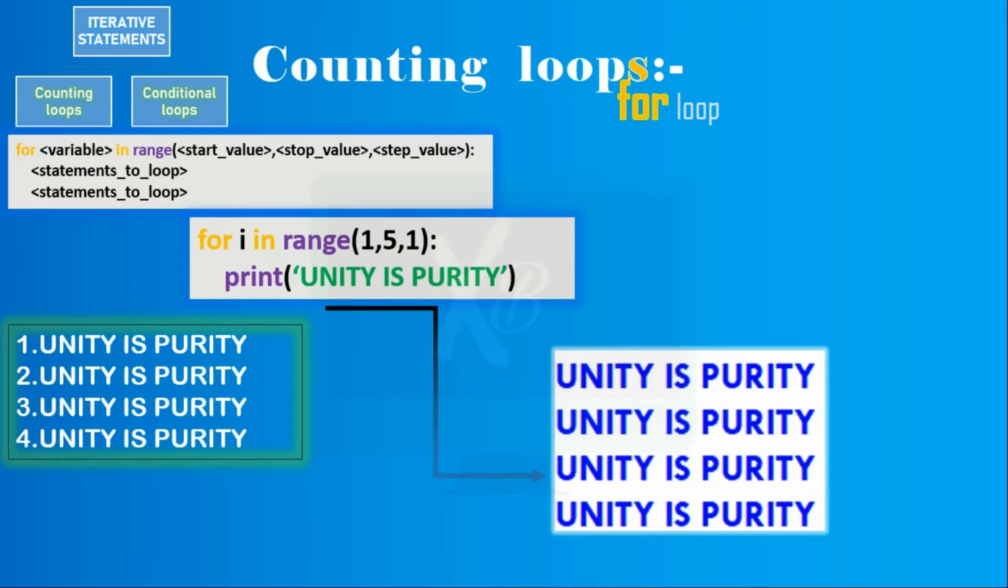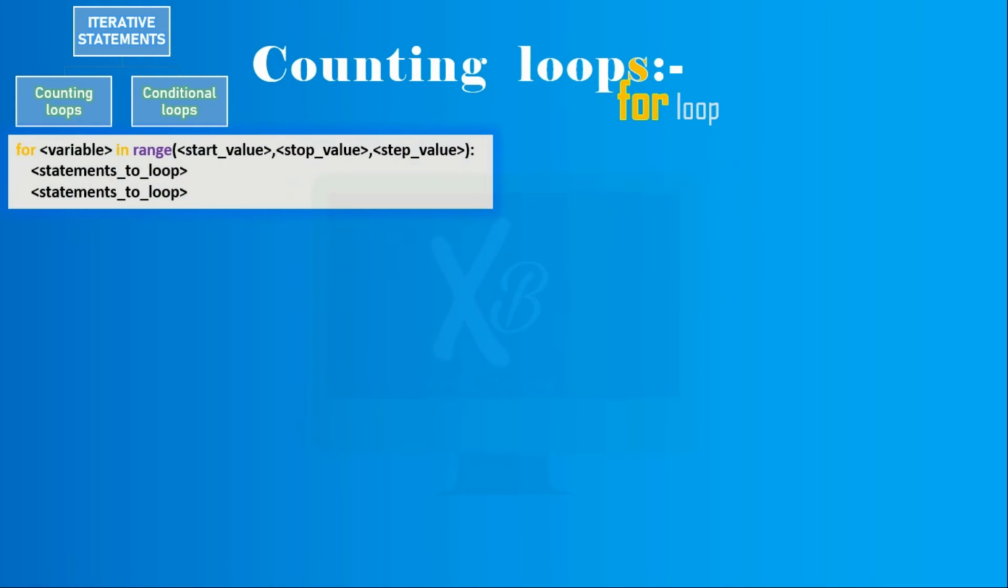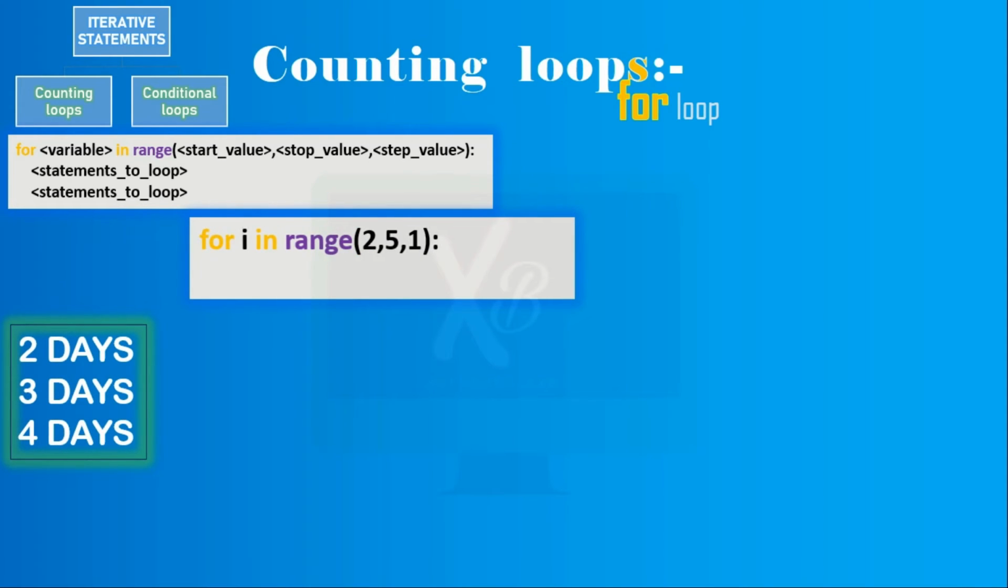All right, let's see another example so that you can get thorough with this. I have to change the syntax to something like this: 2 days, 3 days, 4 days. Let's check out what we need as the output. I'm going to write the statement like this: for i in range 2 comma 5 comma 1. Why did I use 2 here? Because the number starting here is 2 and I need it till 4. But why did I write the stop value as 5? The reason is that the stop value is never included.